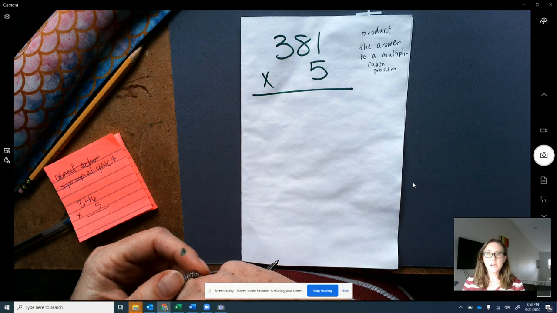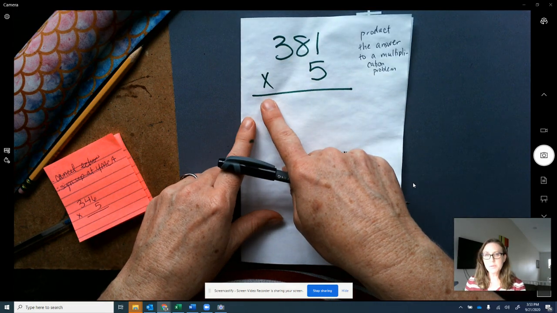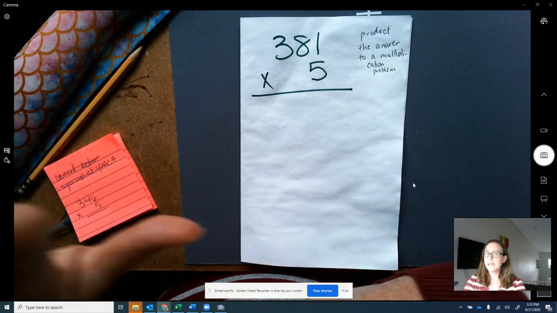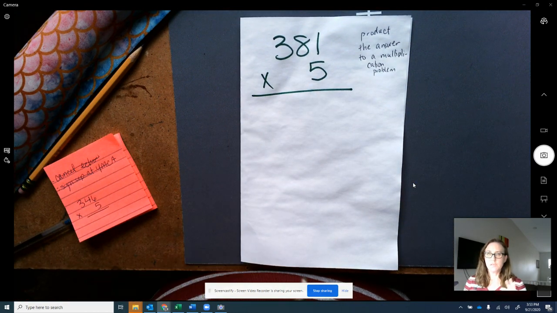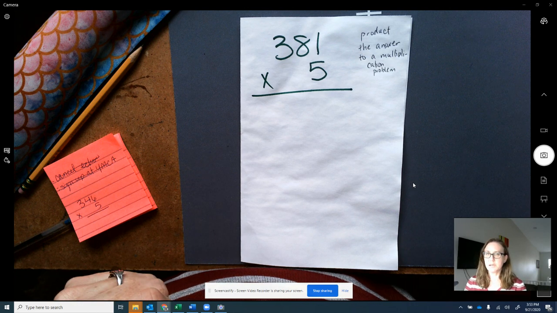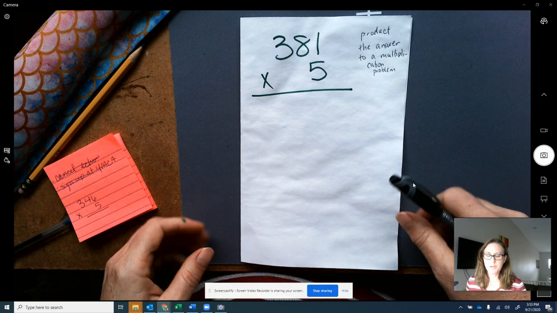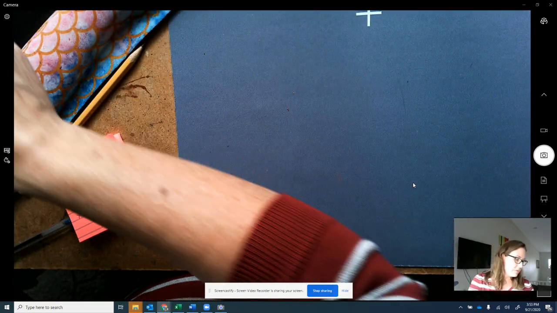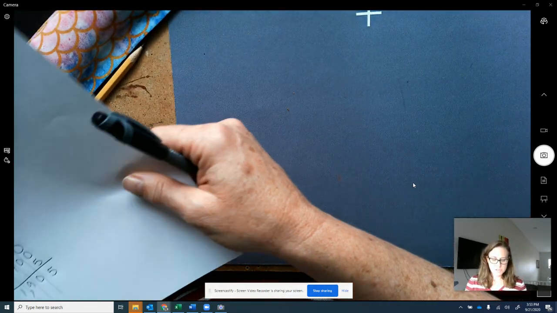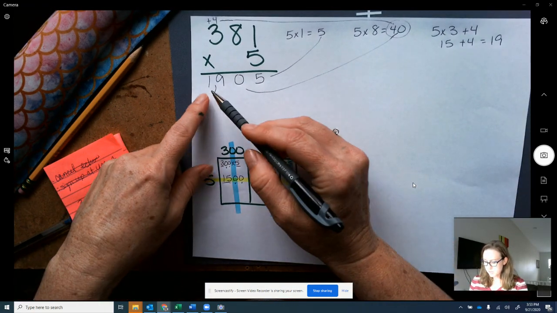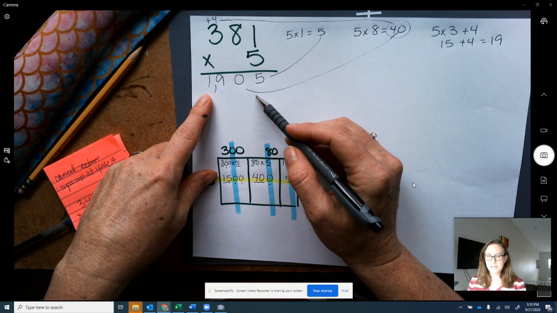Can you please take a moment and solve this problem here, 381 times 5, in any method you know? Some teachers call it the box method, some teachers call it the open array, some people call it the window. Solve it in any way you know. All right, so these are the most common ways to solve this problem. The answer is 1,905 in this case.